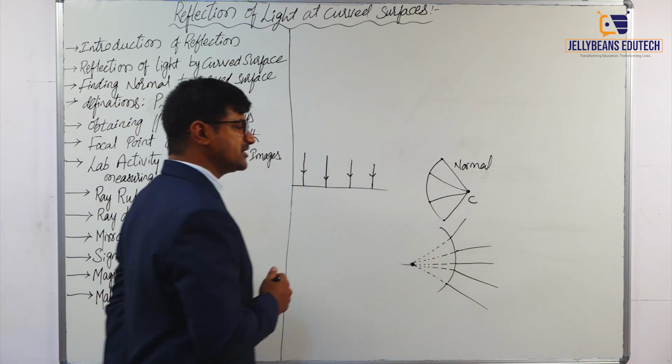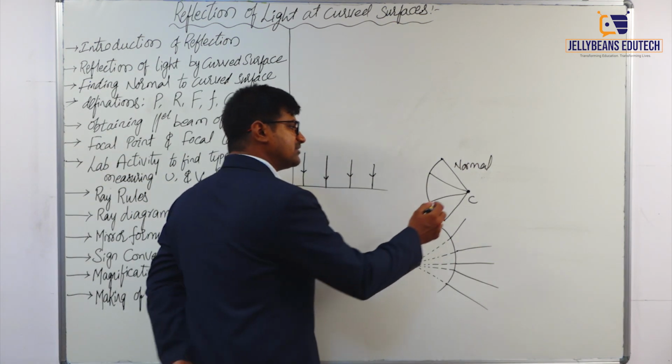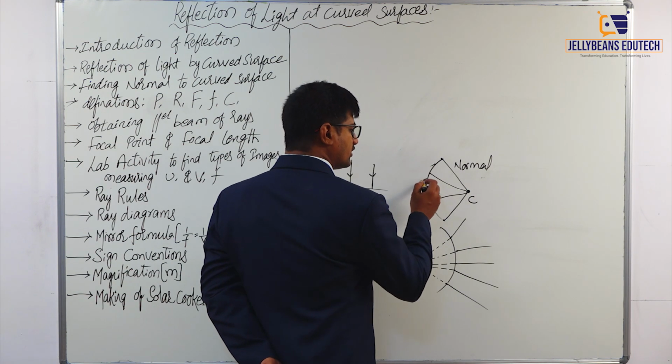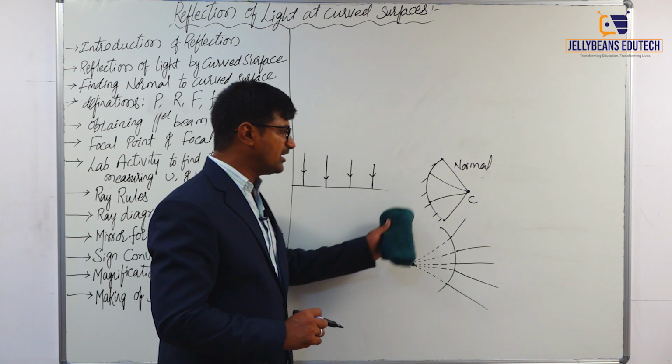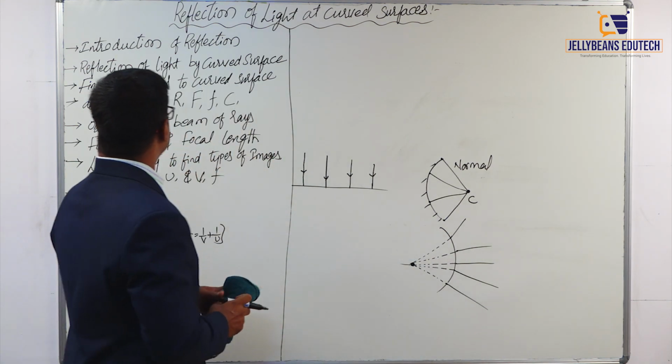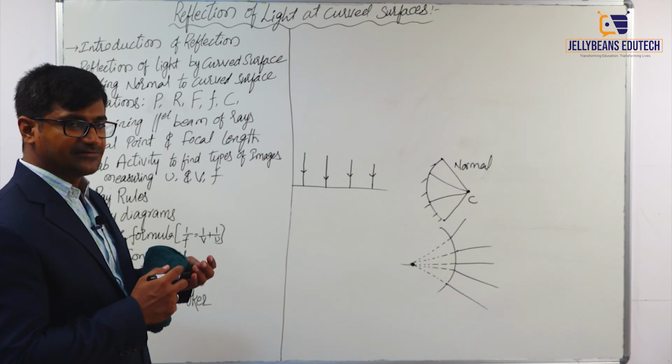For a curved surface, the normal is nothing but a line drawn from the center of curvature to the surface of the mirror. So in this way we can draw the normal for a curved surface.